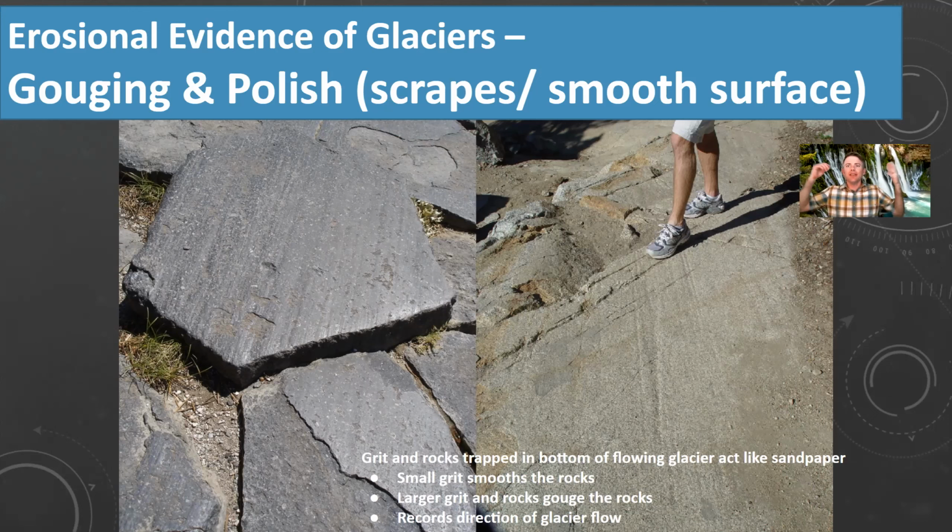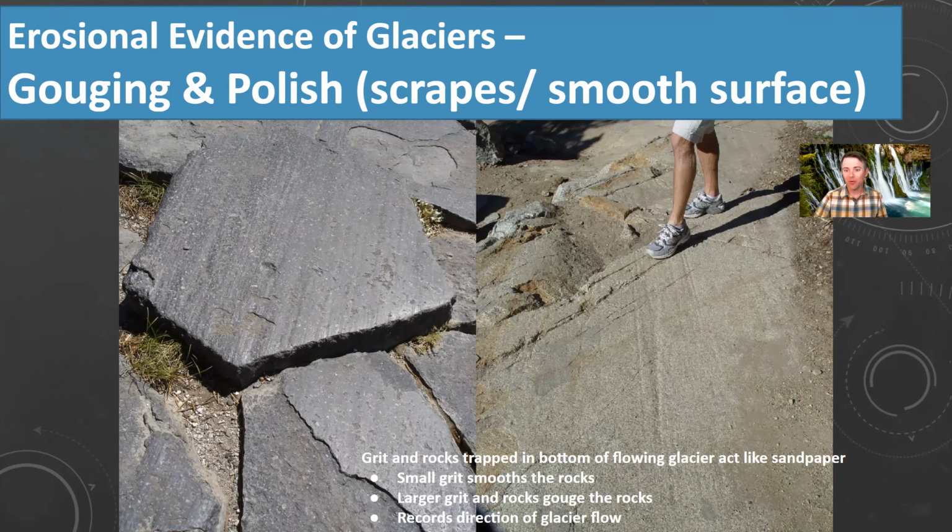So here's some evidence now. If I told you there were areas in the United States and North America that were covered by glaciers 15,000 years ago, how do we know that? What is the evidence? Now I'm going to show you some of the evidence that helps us know where glaciers were.